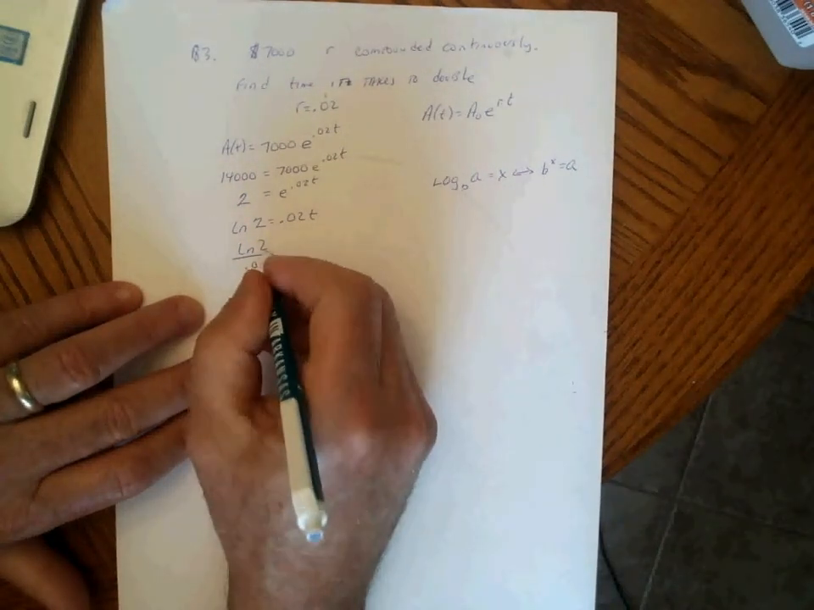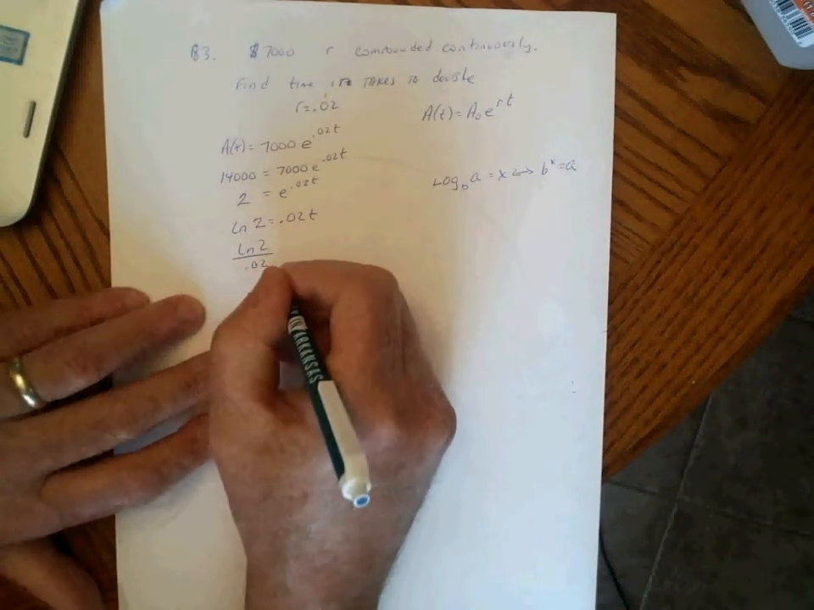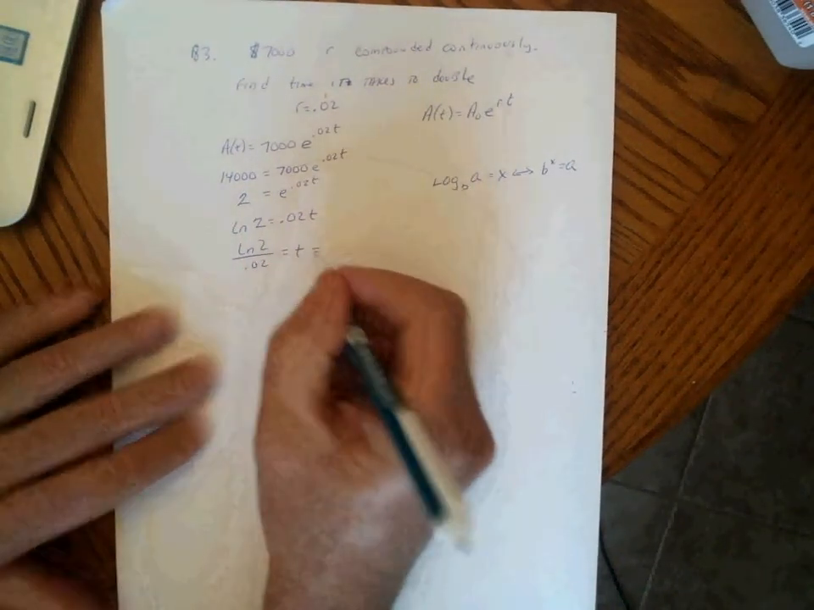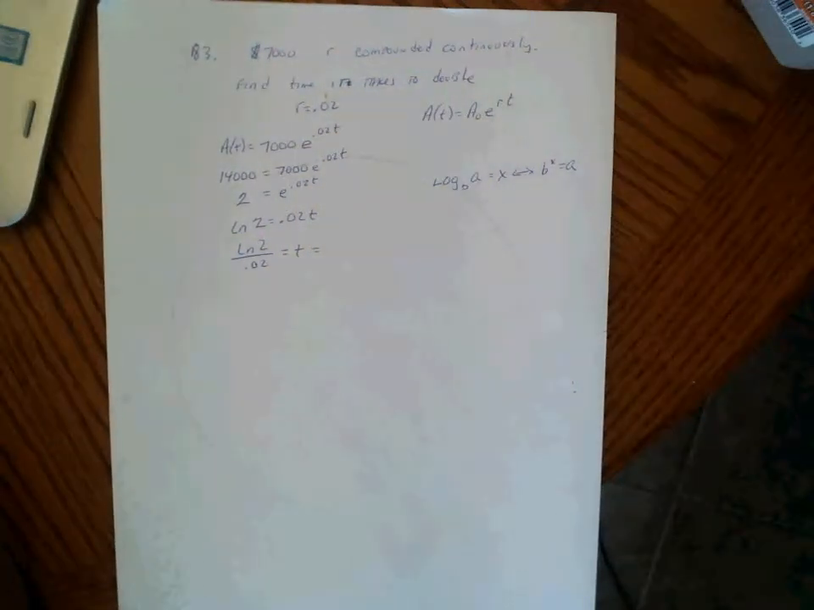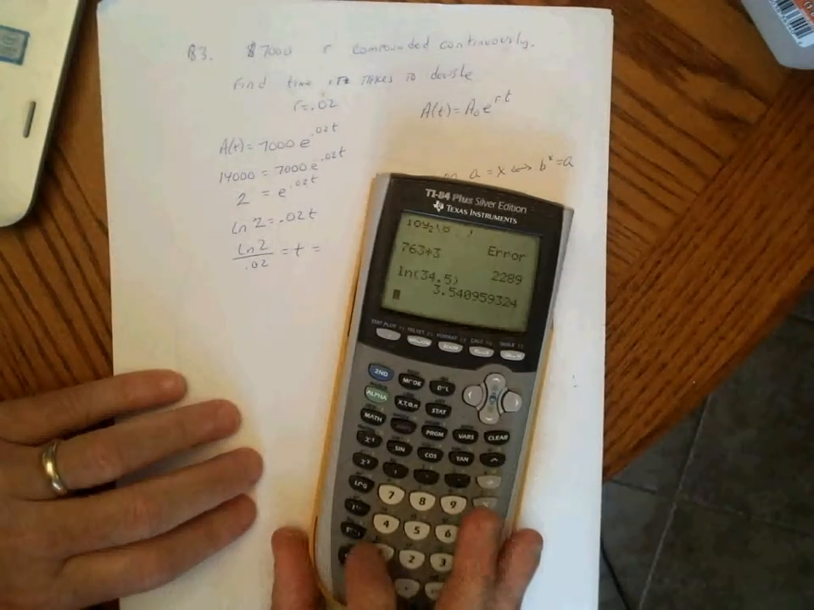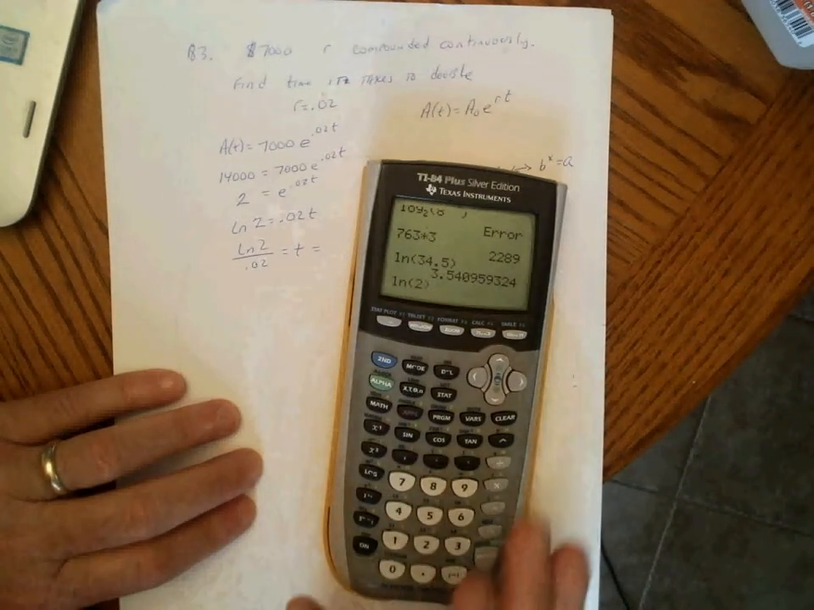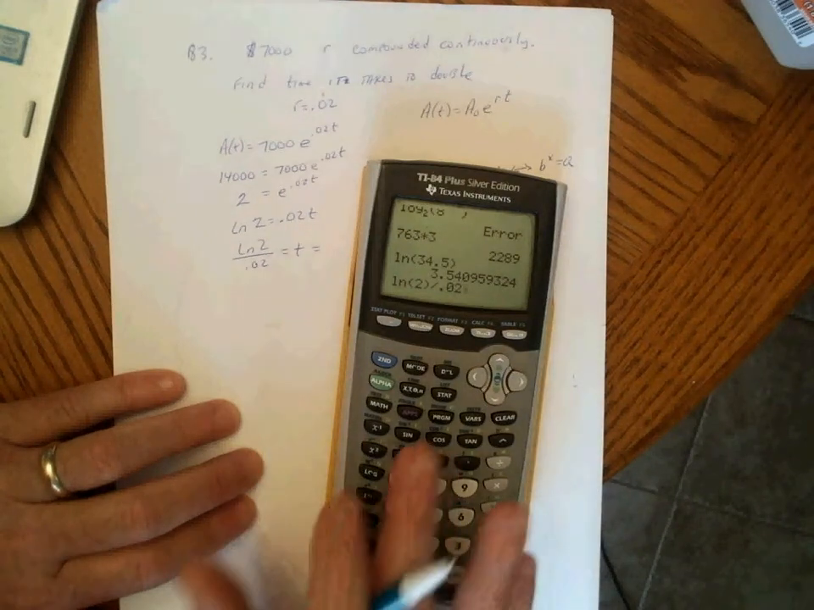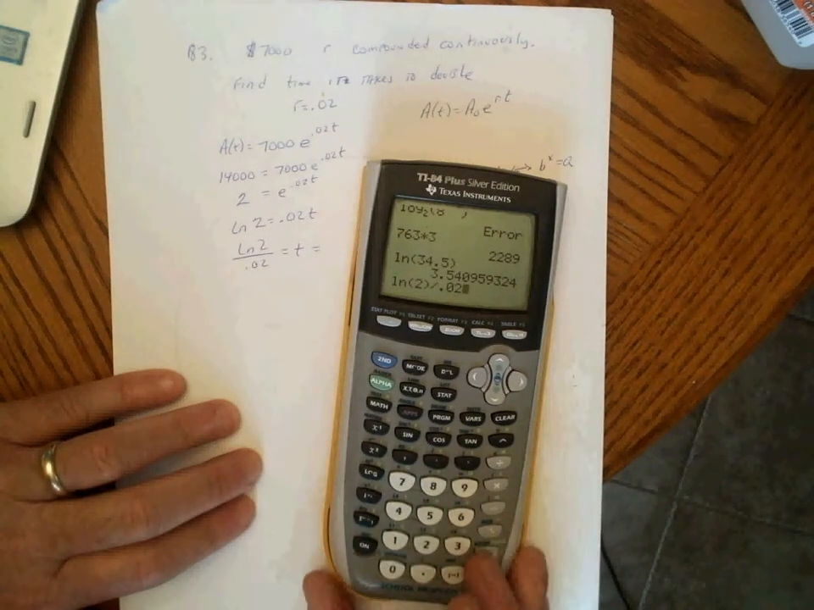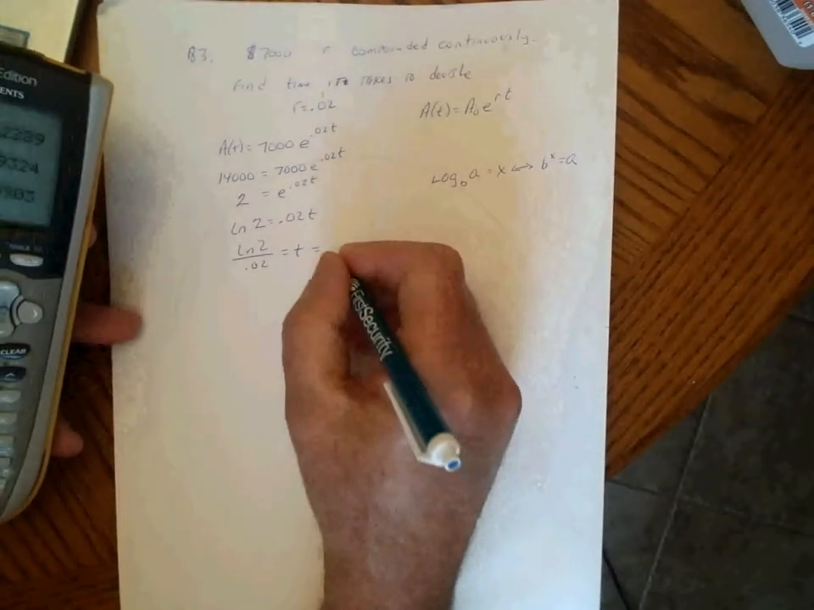Recall from our classroom discussions, this division is not inside the log. This is the time it's going to take the investment to double. And we type that in a calculator. We get ln 2, remember to close parentheses there, then divide by your 0.02. It'll give you a completely different answer or a wrong answer if you keep the division by 0.02 inside. This equals 34.658 years.